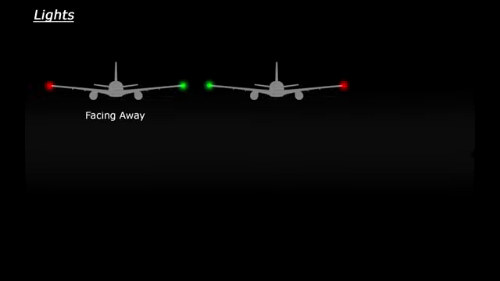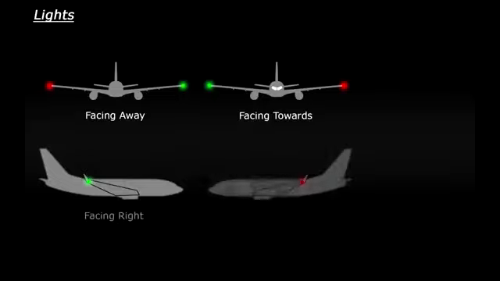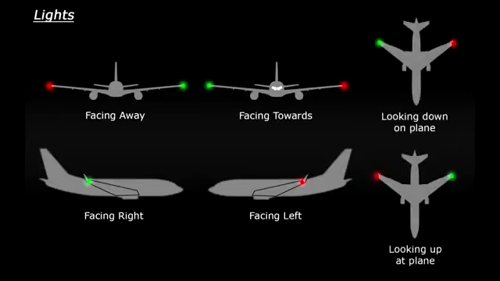So if you can see red and green like this, the plane would be pointing away from you. If you see green then red, then it's pointing towards you. If you can only see green, then it's pointing to the right, and only red means it's pointing to the left. There's a great little phrase to remind yourself which light sits on which side.